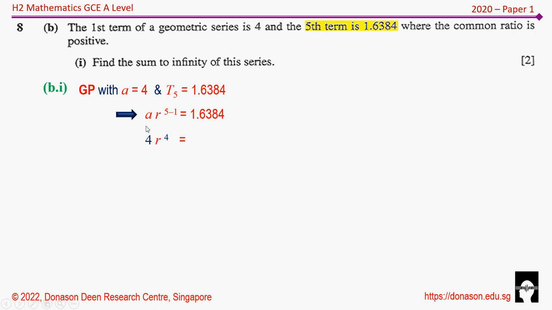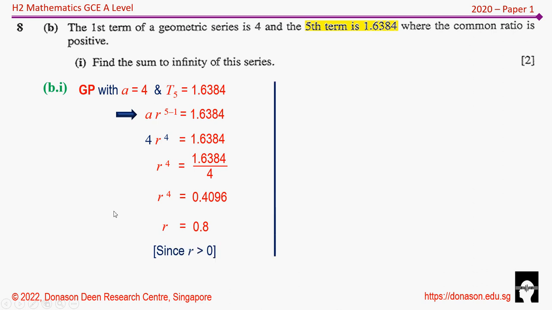So let's now substitute a with 4, and 5 minus 1, of course the power for the r is going to be 4, equals 1.6384, and now let's divide the 4 over to the other side. So we're going to have r to the power of 4 is simply 1.6384 divided by 4, which is actually equal to 0.4096. And if you calculate the fourth root of this number, that would give us the value of the common ratio, which in this case happens to be 0.8. There we have the common ratio for the given geometric series.